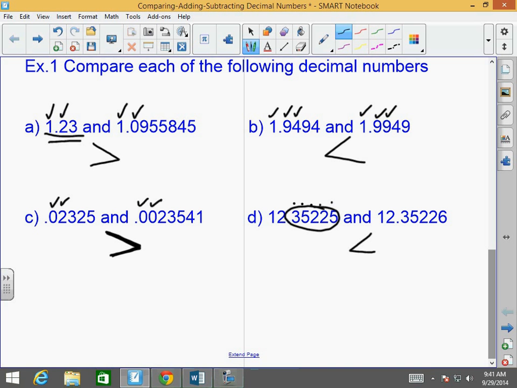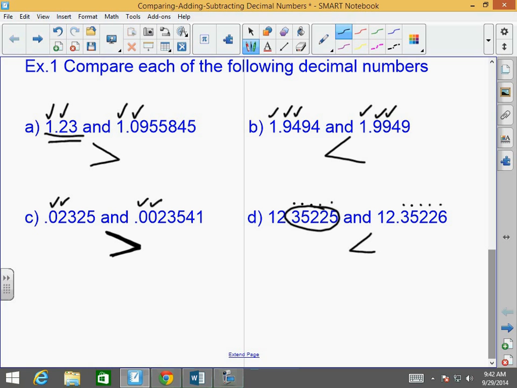Guys, you're going to have to practice, okay? This is part of decimals. If you don't know how to read decimals, it's very difficult to do the rest. Again, this is tenths, hundreds, thousands, 10,000s. 100,000s is where I leave off. That's my last value. So this is 12 and 35,226 hundred thousandths. Thank you, my brother.